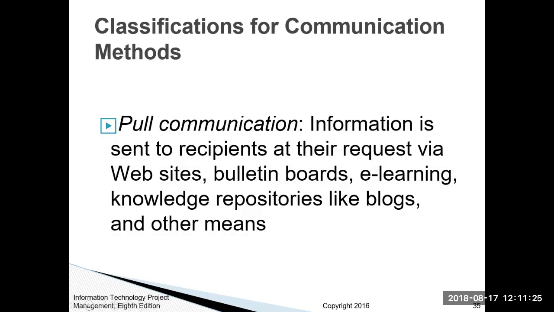Now, pull communication is where information is sent to the recipients at their request. And so they have asked you for it, stakeholders may have asked you, and so then you send it because they're literally pulling that in. They want that information coming to them. And so you'll send the information to the recipients because they've requested it. And again, you may update the websites, the bulletin boards, an e-learning plan, knowledge repositories like blogs and other means, just depending on what you're using to communicate.